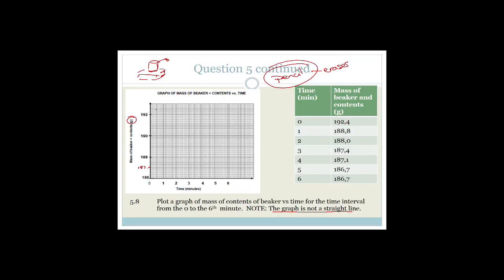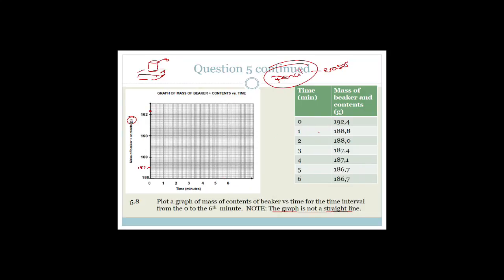Okay, so at zero, we're at 192.4. So that is going to be 1, 2, 3, and 4. So that's 192.4. And you need to put a nice big dot there, or you can even put a cross, that's fine. But you need to show it, okay? There are marks allocated to showing these points.